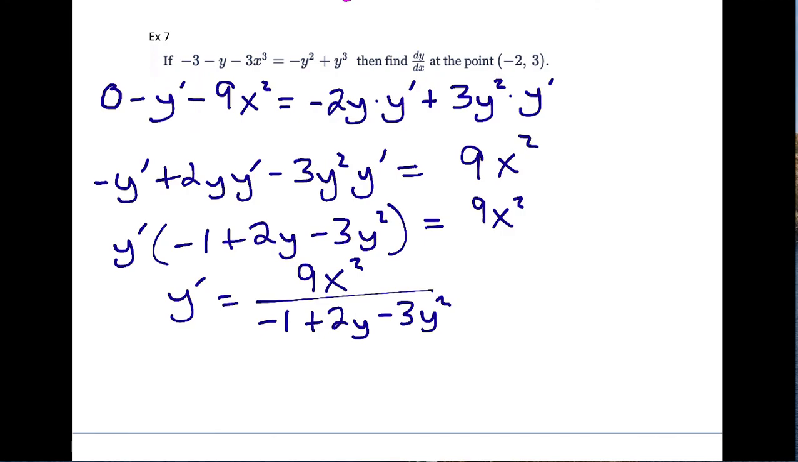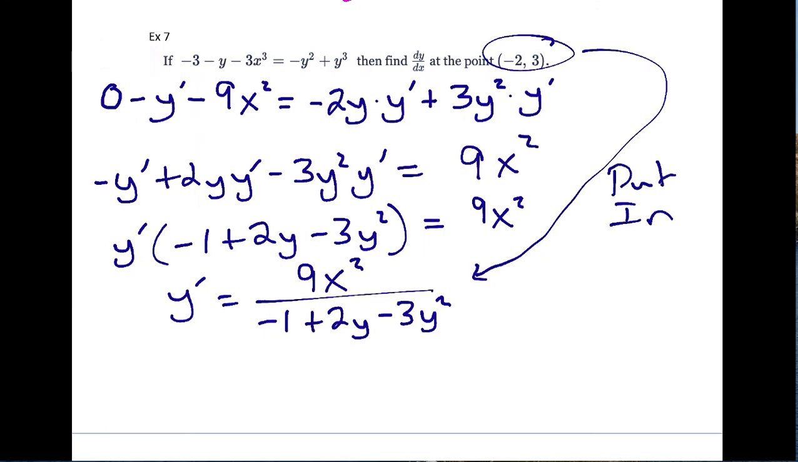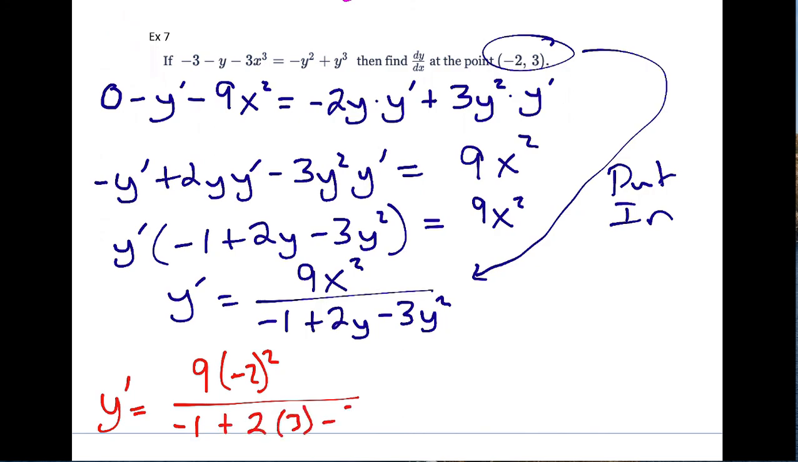So next thing I do is just put these in. Put this x and y in, and that would be my answer. So my answer is y prime is equal to 9 times negative 2 squared over negative 1 plus 2 times 3 minus 3 times 3 squared. Probably simplifies, not too worried about it, but that's the answer.